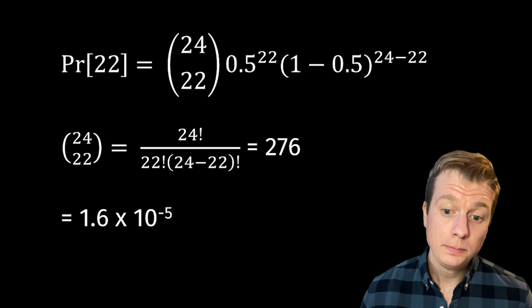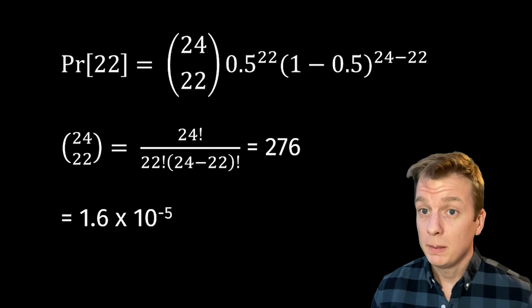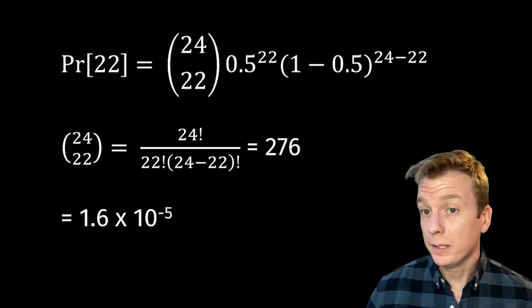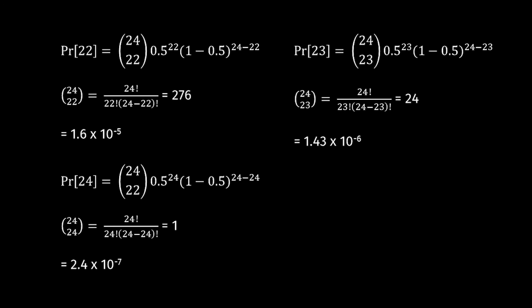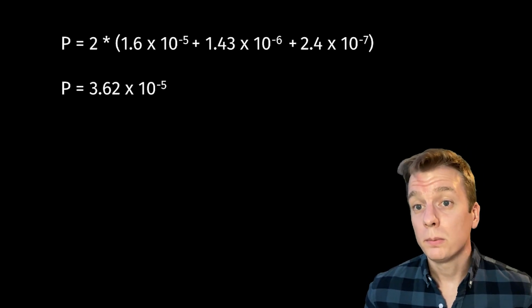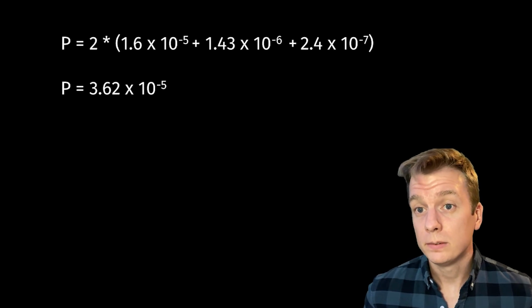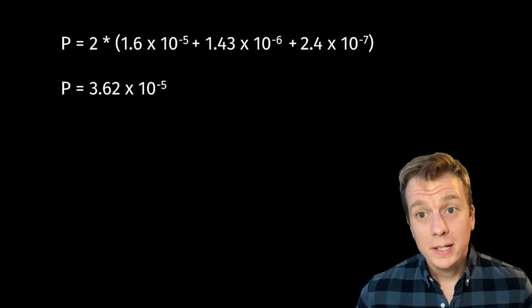However, we're not done. We need to also calculate the more extreme probabilities. That is, the probabilities of 23 and the probability of 24 northern movements. And I've done out the calculations here for you. We add those all together because we need to calculate the total probability and multiply it by 2 to make it two-tailed. And we get p equals 3.6 times 10 to the negative 5. This is our p-value. This is our total probability. And this p-value is exceptionally low.